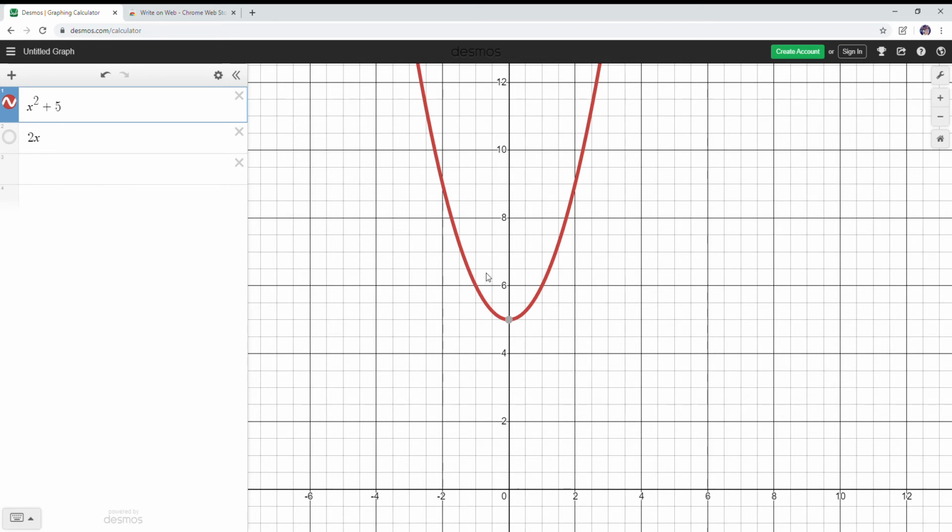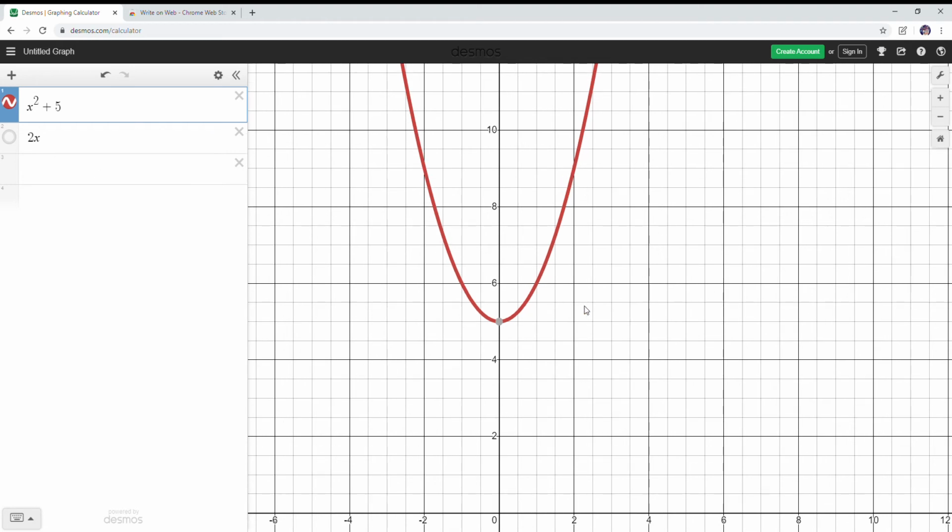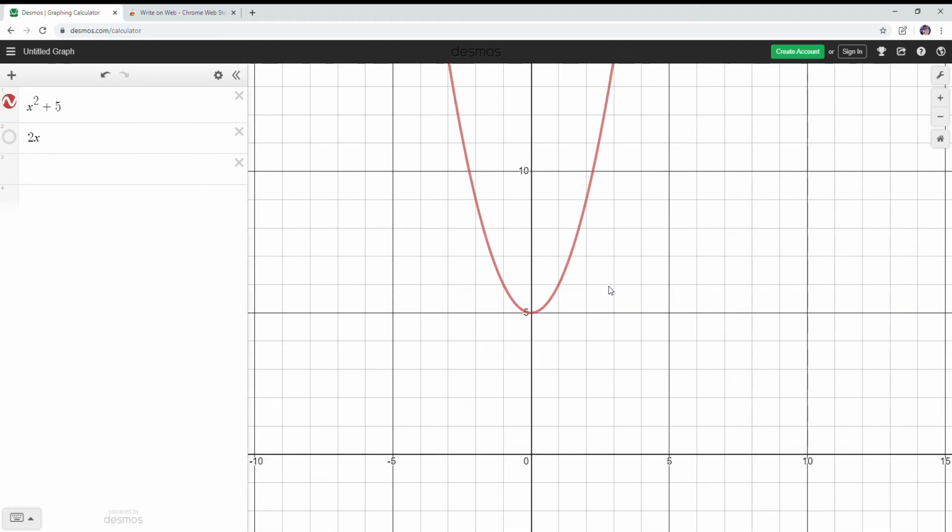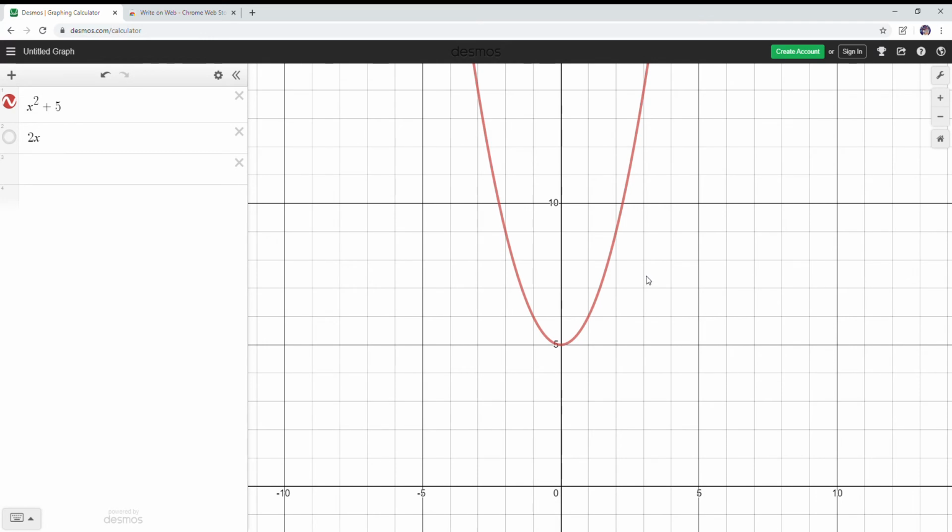So what I have in front of you here is a graph on Desmos of the function that we found the derivative of yesterday, x squared plus 5. The reason I have this graph for us is because we found the derivative, 2x. I have that written right below it up here. But what does that derivative mean? What does it tell us?